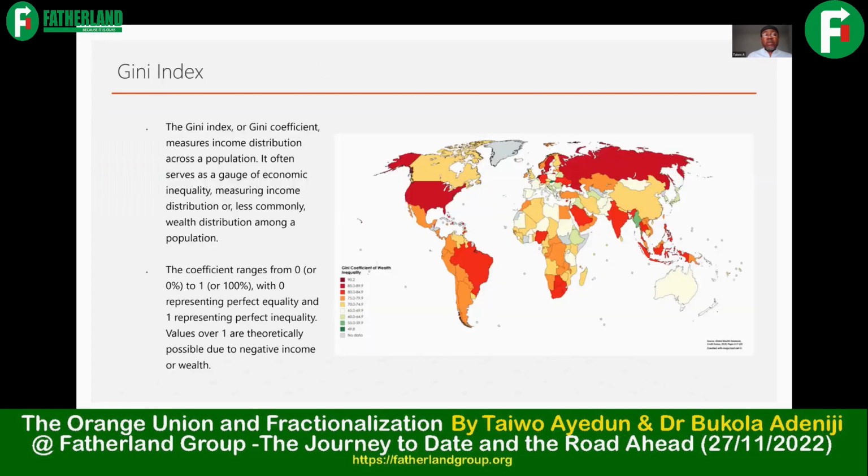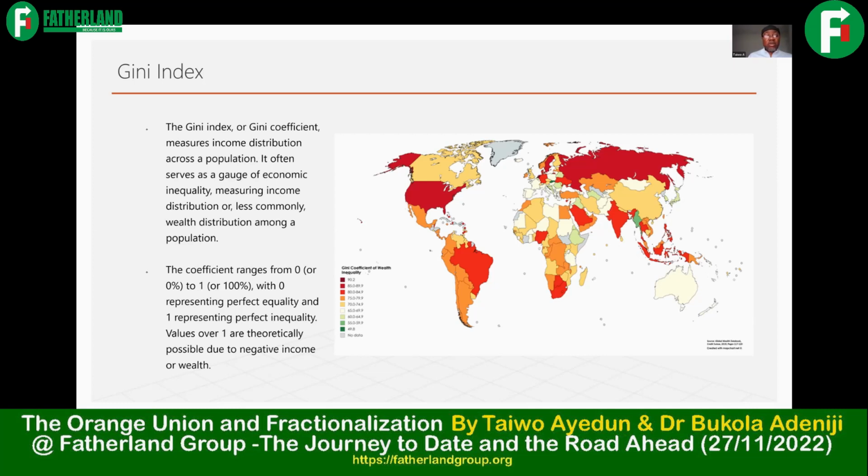We also looked at something called the Gini coefficient. The Gini coefficient is a measure of income distribution across a population. It serves as a gauge of economic inequality. It measures income distribution, or less commonly, wealth distribution amongst a population. The coefficient ranges from 0, or 0%, to 1, or 100%, with 0 representing perfect equality and 1 representing perfect inequality. So obviously, the closer the value of the Gini coefficient is to 0, the more equal that society.